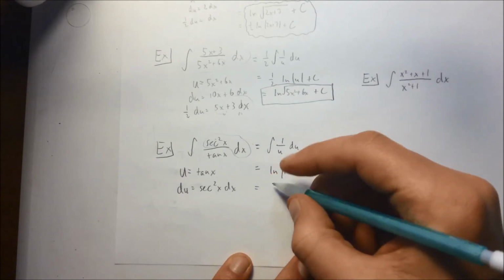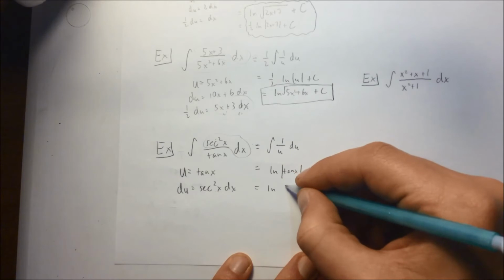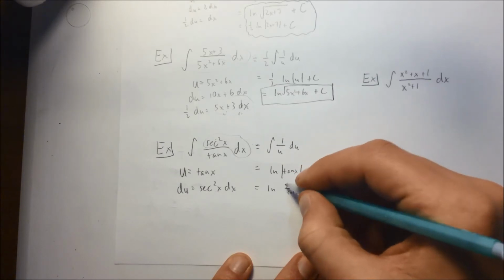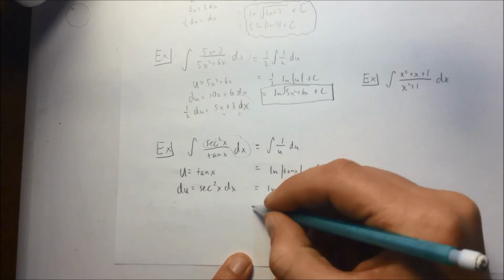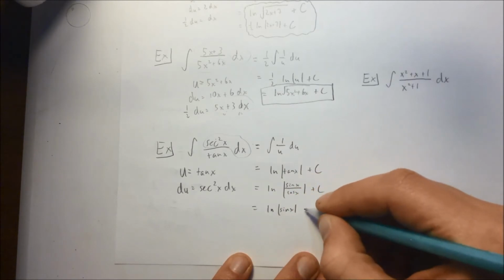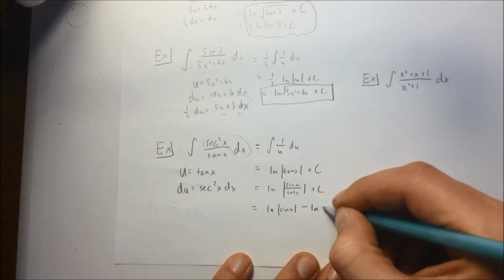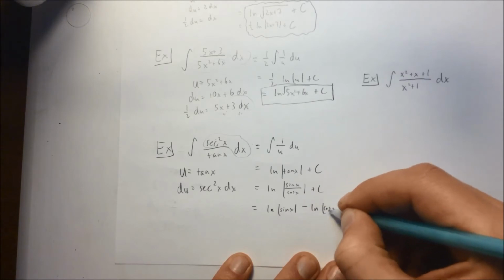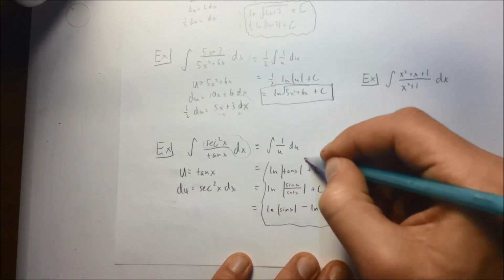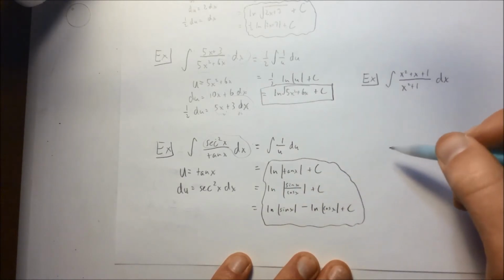And if we want to, let's do this for fun, natural log of sine of x over cosine of x, which I could rewrite as natural log of sine of x minus the natural log of cosine of x plus c. All these answers are valid. That's really just for fun, though.